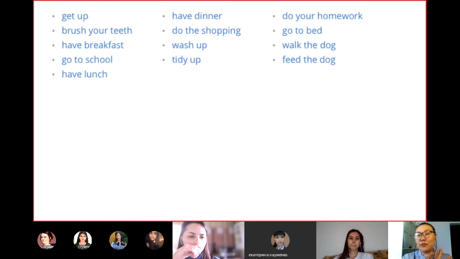So it will be a good idea to divide the words into two parts again and have just a simple matching task. Here in the first column we have get, brush, have, go to, have, do, wash, tidy. And in the second column, they have to match the words. Okay, thank you for the idea.